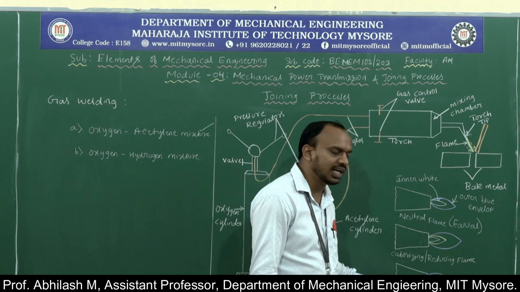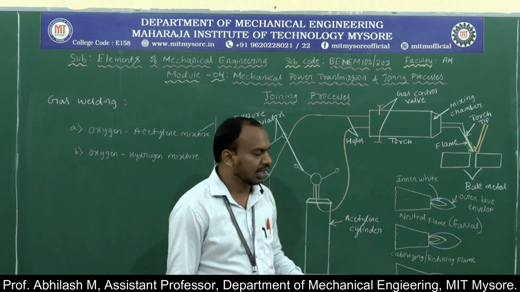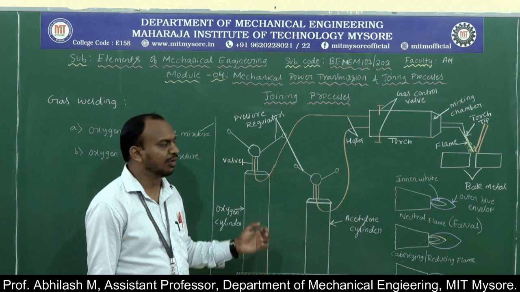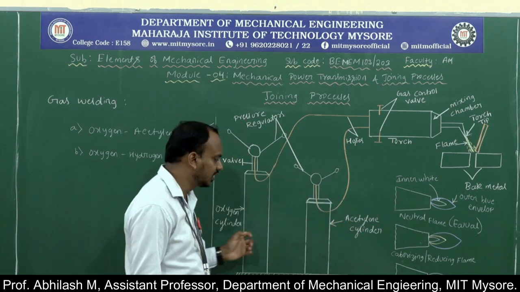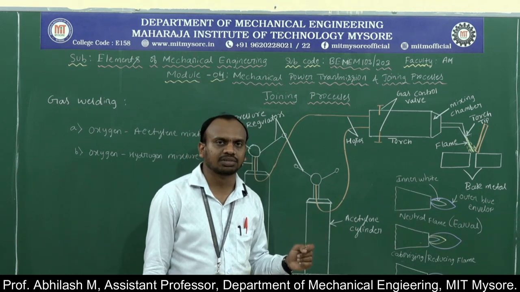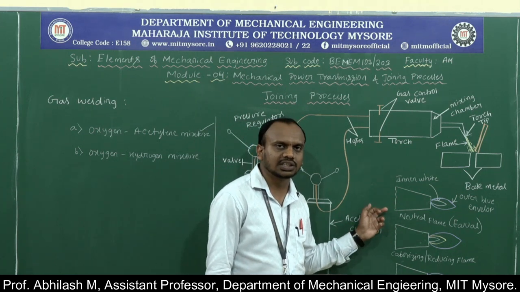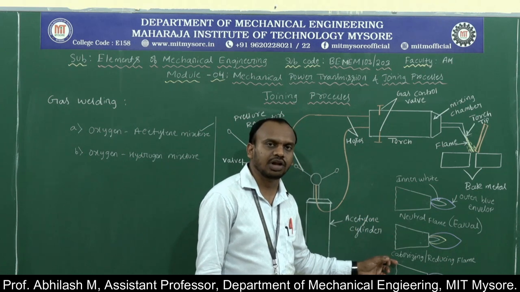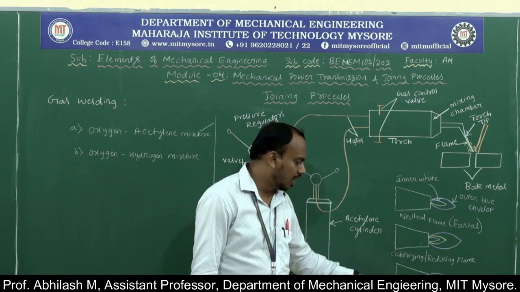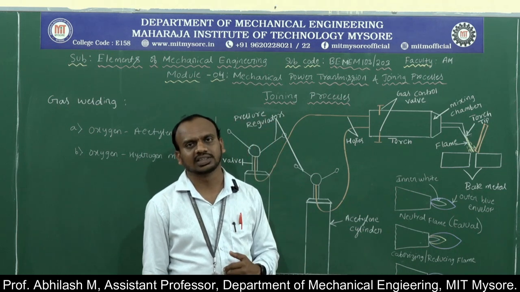And how do I obtain the oxidizing flame? The oxidizing flame is obtained by supplying excess oxygen and less acetylene. So by varying the proportions of oxygen and acetylene, I can obtain three different types of flames. One is the neutral flame, equal quantity of oxygen and acetylene. The carburizing or reducing flame, more acetylene, less oxygen, preferred for non-ferrous metals. The oxidizing flame, which is obtained by supplying excess oxygen and less acetylene.